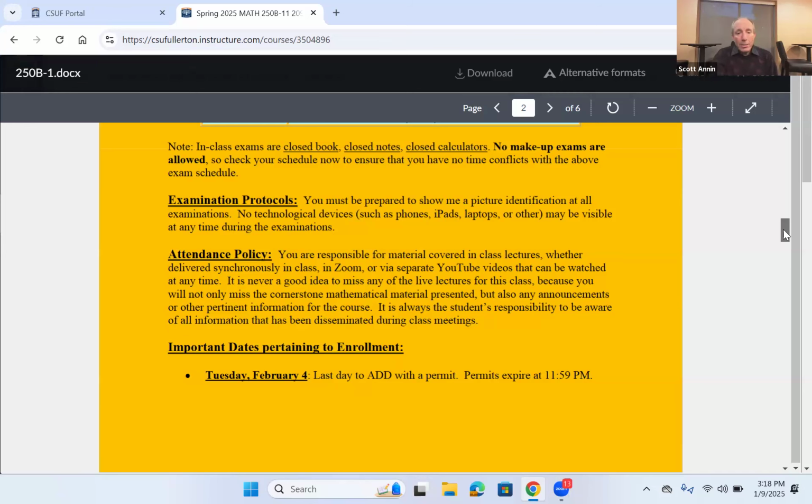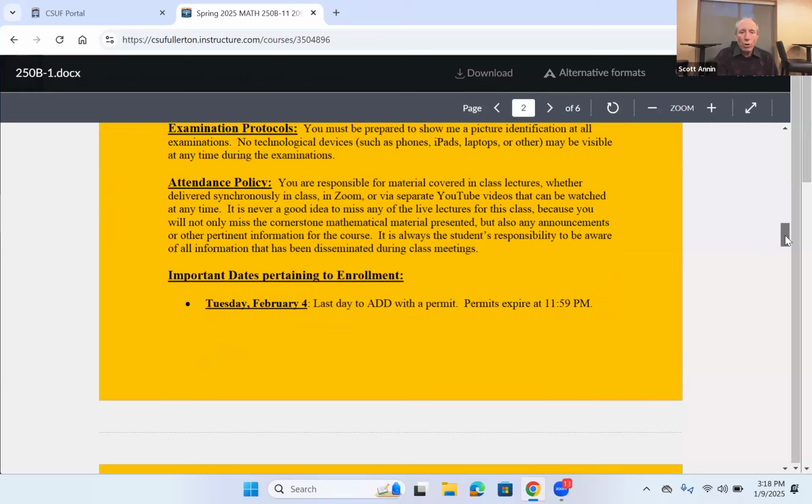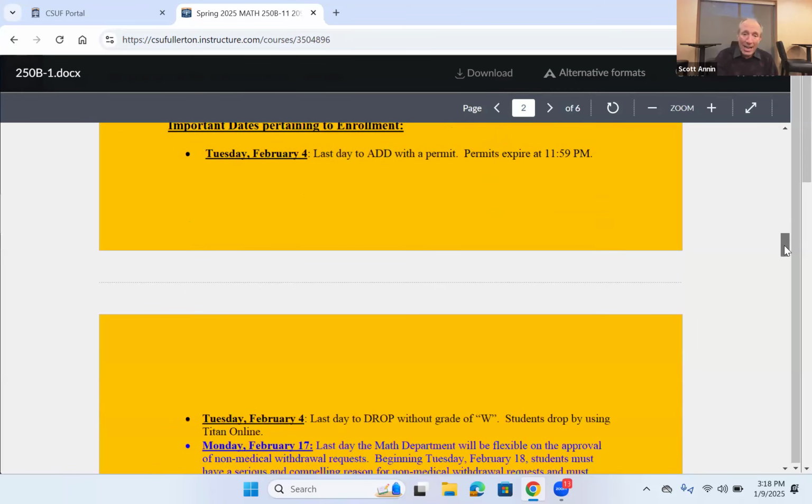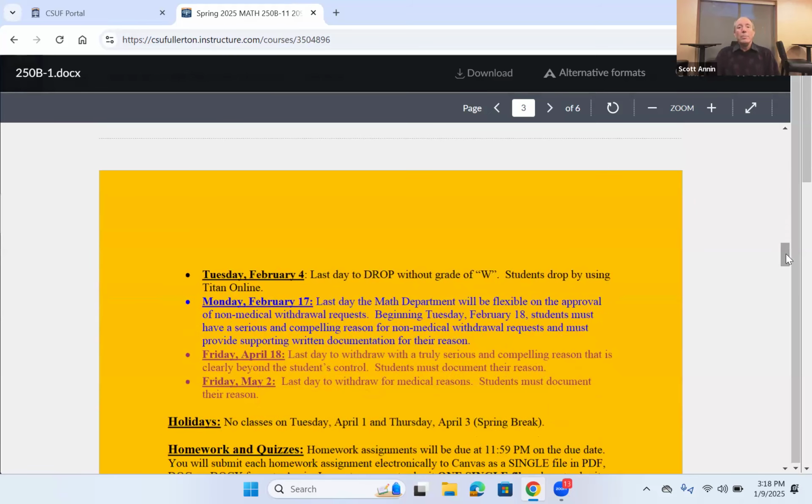Okay. Some important dates pertaining to enrollment. This really only affects people who are either trying to add or drop the class through the first part of the semester. So just make sure that if you do have an issue like that come up, that you are mindful of the dates here, many of which are not set by me. This is the university's policy, and so there's not much I can do about it in terms of adding or withdrawing from the class. Okay.